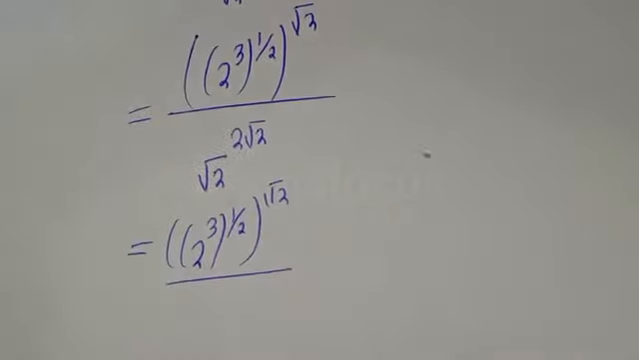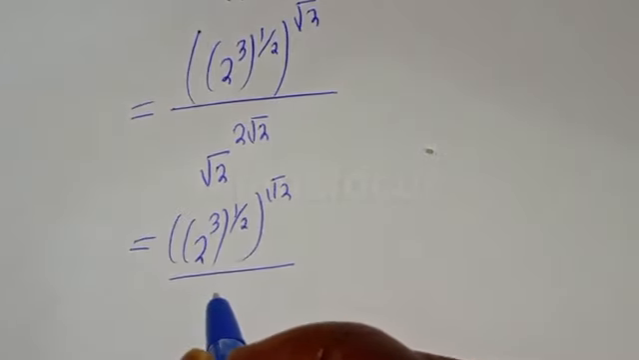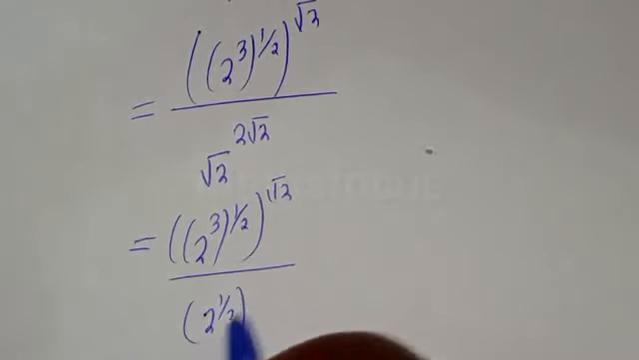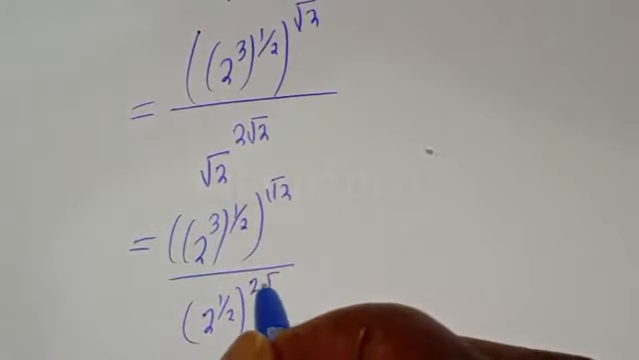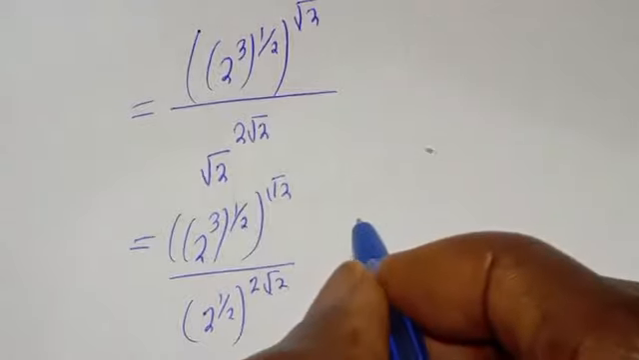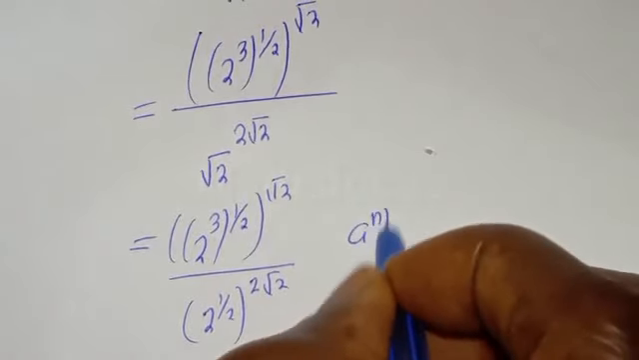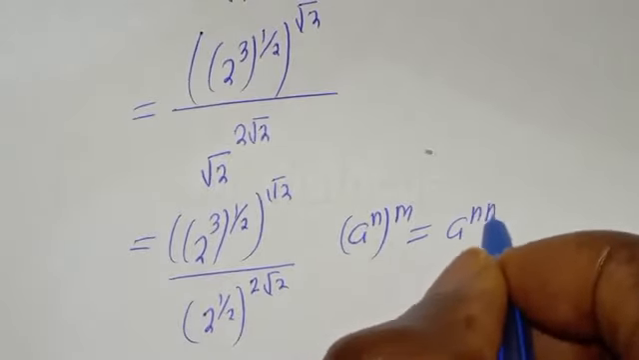divided by 2 raised to power 1 over 2 to the power of 2 square root of 2. Now take note of this rule: if you have a raised to power n to the power of m, this is equal to a raised to power n m.